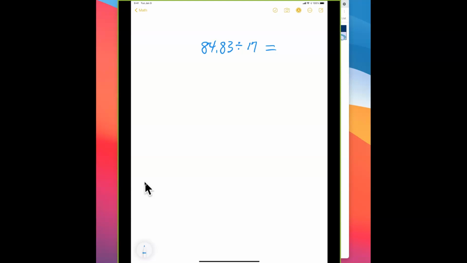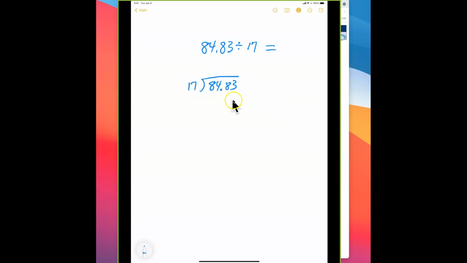So 84.83 divided by 17, we're going to set that up. 84.83 divided by 17. And so one thing I still think is a good idea is 17 is almost 20. 84 is basically 80. So we're going to just say how many times will 20 go into 80, right?